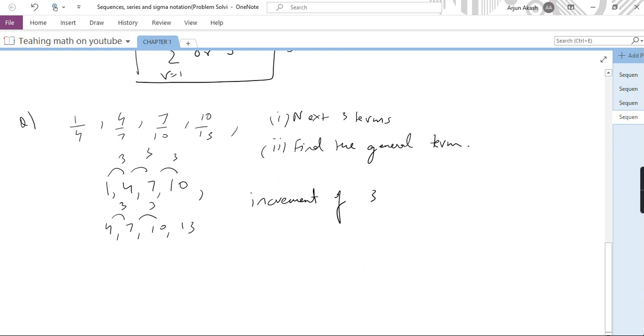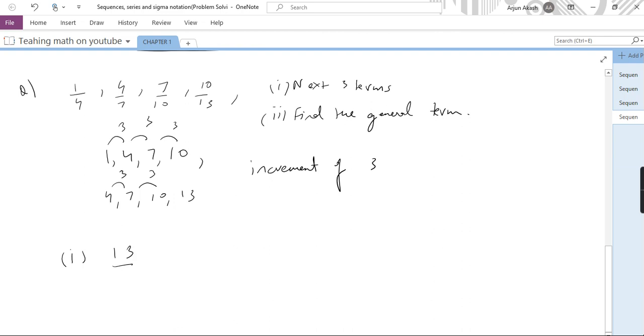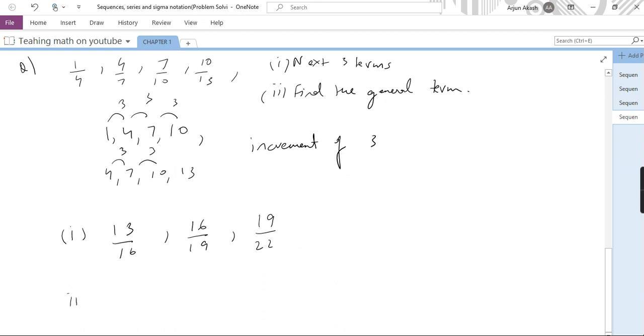And now we have to write it in a general form. So first, before writing the general form, let's write the next three terms. After 10 by 13, I add 3, so that's 13 plus 3 is 16, 16 plus 3 is 19, and 19 plus 3 is 22. So these are the next three terms. Simple enough, right? And now we have to find a general term.